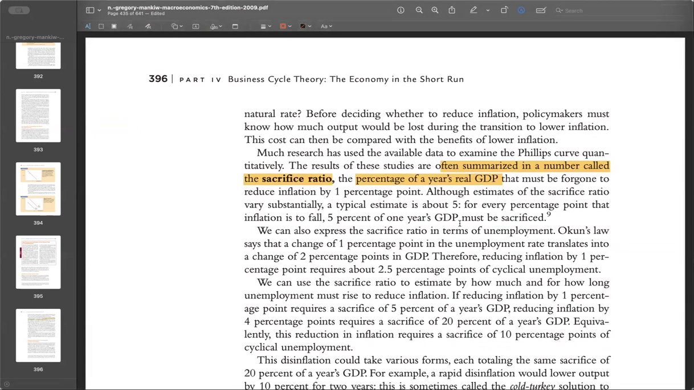So you can see here, for example, that the sacrifice ratio is a positive number. A typical estimate, at least in the United States, according to the literature here, is about 5. That means for inflation to fall by 1 percentage point, you expect a 5% fall of 1 year's GDP in exchange. So this is the cost, that's the sacrifice to gain lower inflation.